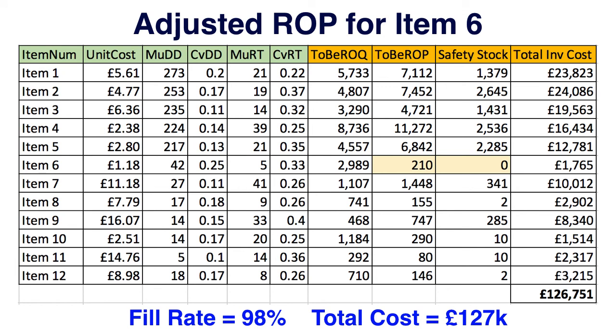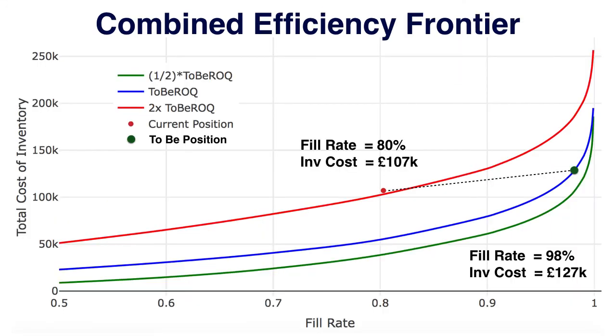There's a slight change in values, which is almost a couple of £100 of difference. And so the total cost is around 127k now, and 98% fill rate. So on the combined efficiency frontier, I have moved from an 80% to a 98% position. And have I saved any inventory cost? No, in this case I have not saved. I've actually gone up slightly by 20k.